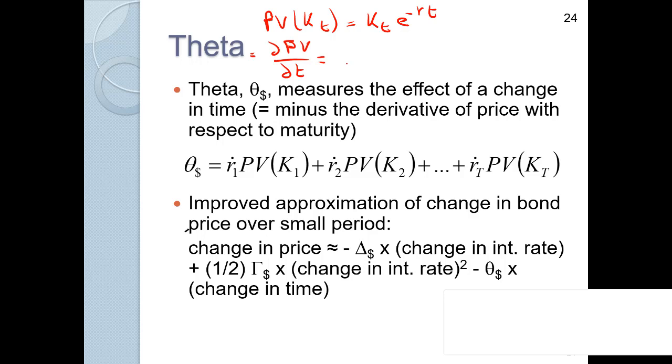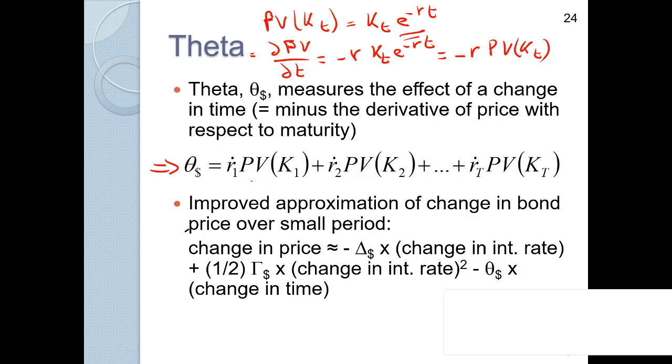And this is going to be equal to minus the interest rate times K_T e^(-RT), which is the same thing as R times the PV of K_T. So here we write the theta, dollar, that's how we're going to call it in this class, and it's going to be equal to R. The dot is to indicate that it's in continuous compounding. That's why I defined my PV in terms of continuous compounding rates.